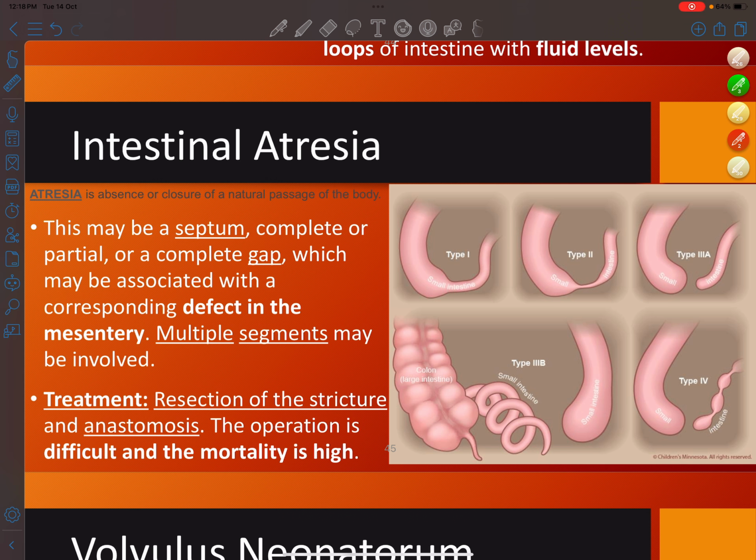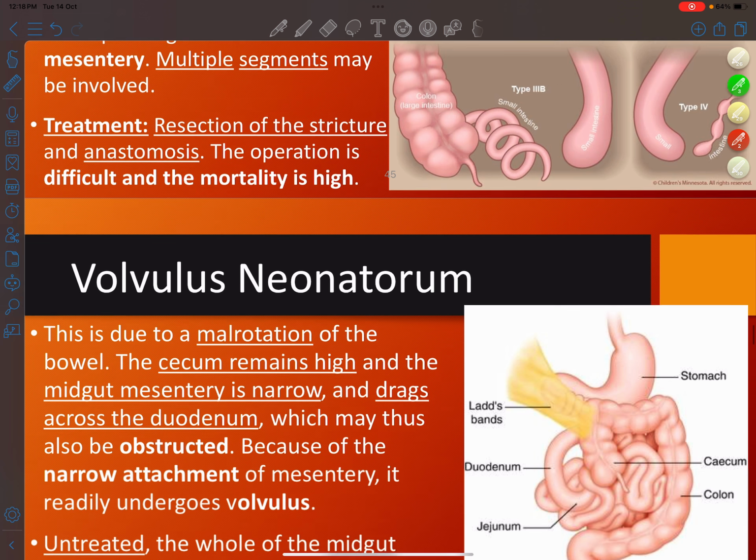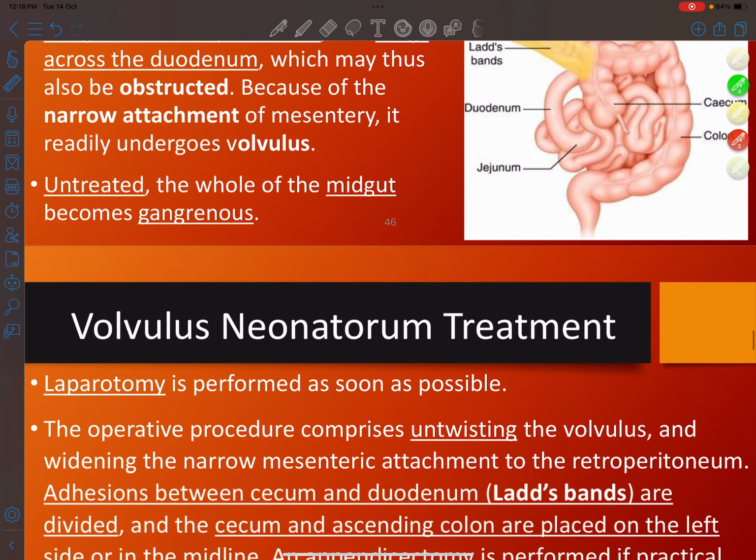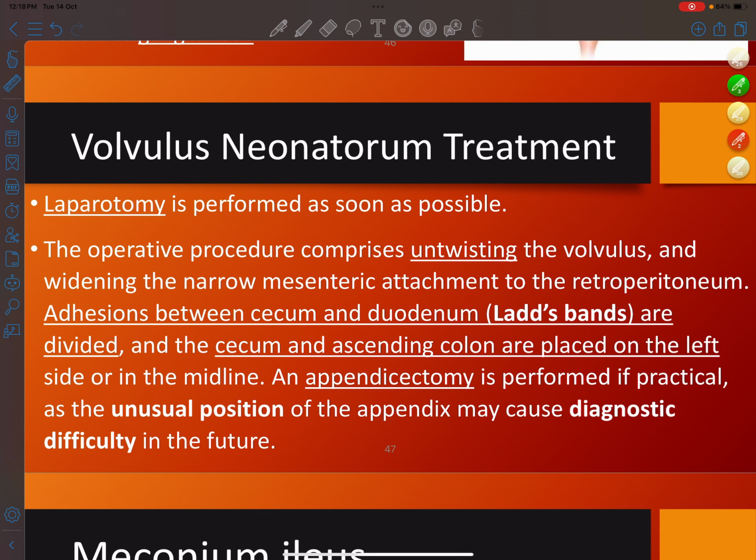Volvulus neonatorum, volvulus in the neonates. There is what is called Ladd's band, around which the volvulus will happen. So in the operation, we detwist and then remove and cut this band.